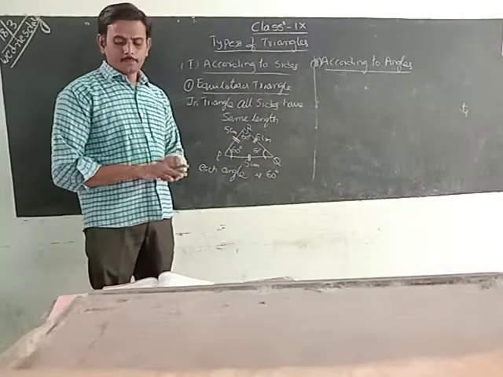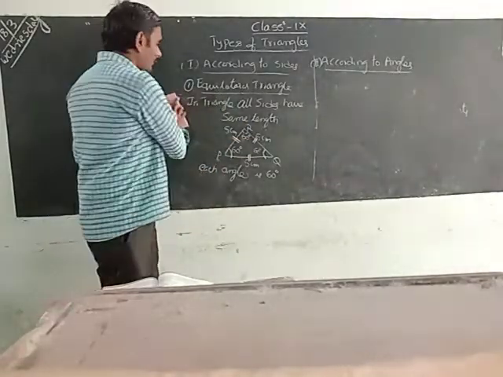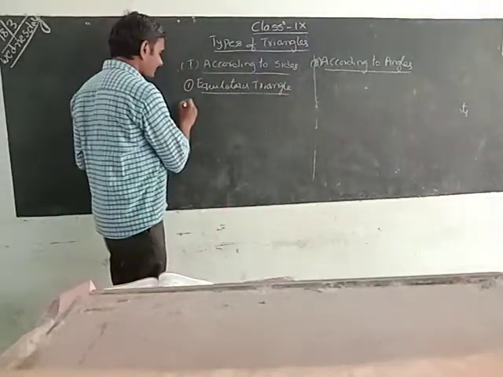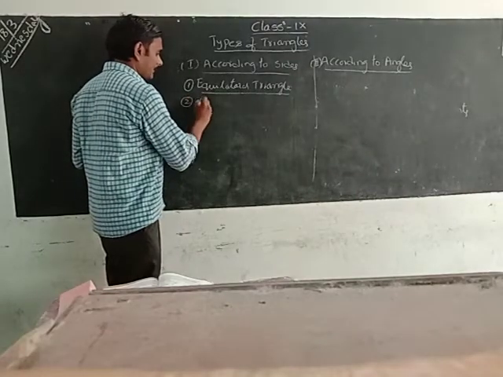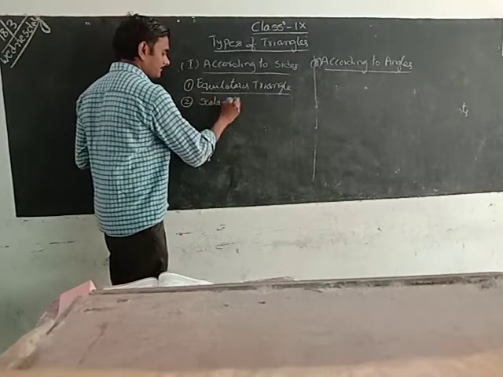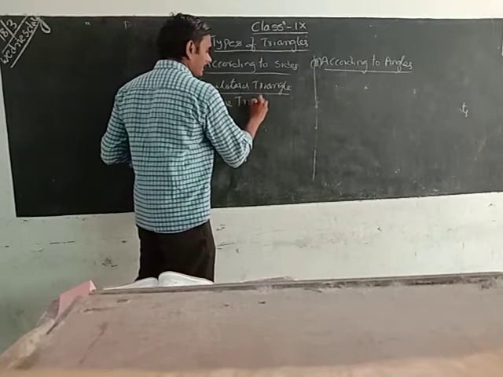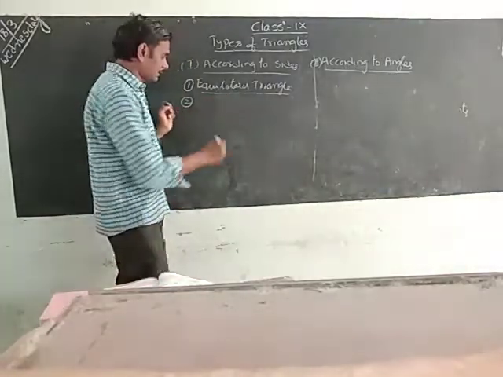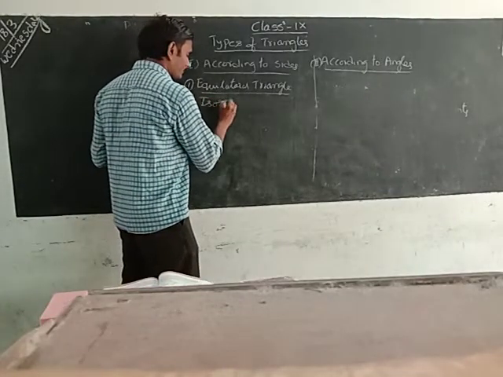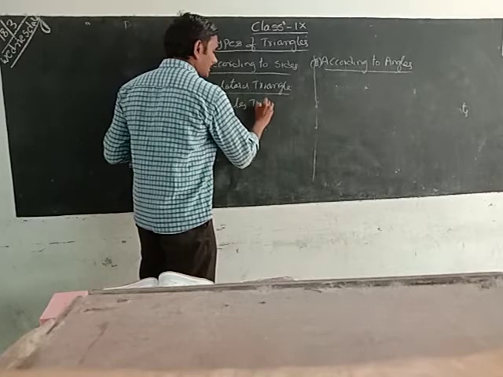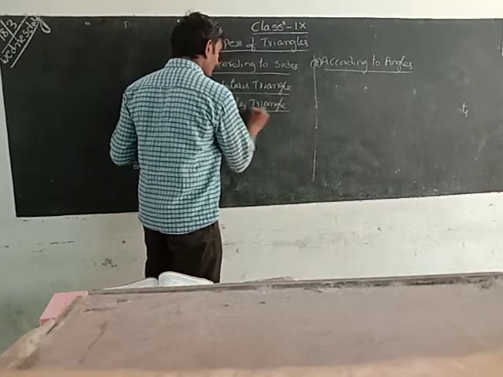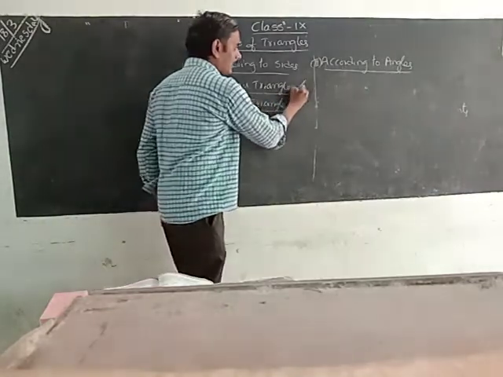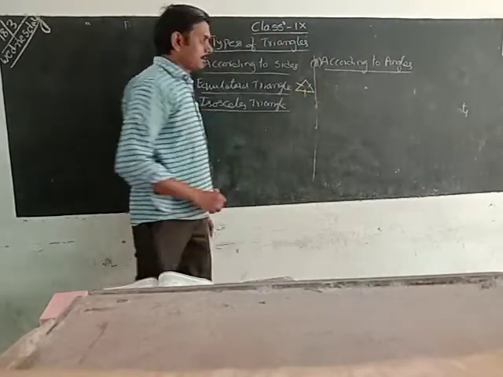If we go for the second model, the second one is the scalene triangle. Wait, we will discuss this one later. We can discuss the isosceles triangle first. Okay, equilateral triangle means all sides are equal. Equilateral means all sides are equal.